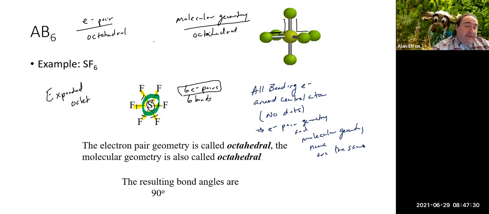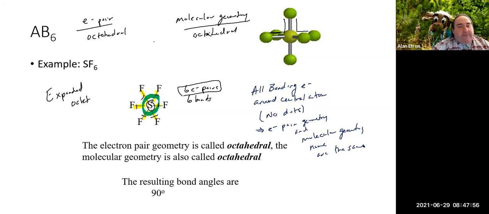So then the question becomes perhaps, when are they not going to be the same? They're not going to be the same when we start introducing different types of electrons around the central atom. And there's really only two types of electrons around the central atom, right? There's basically the bonding electrons or the non-bonding electrons around any atom.